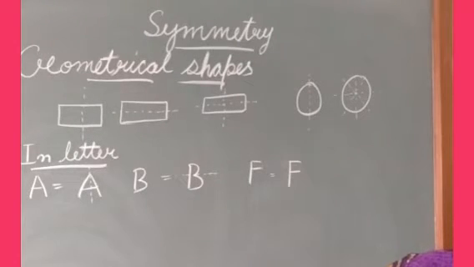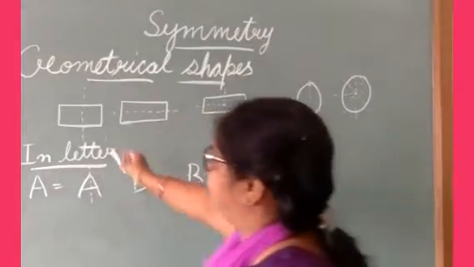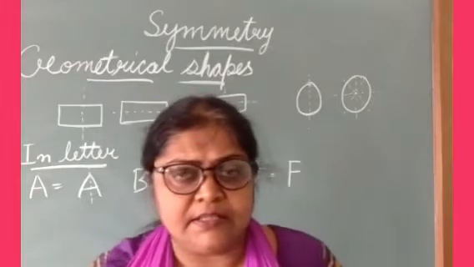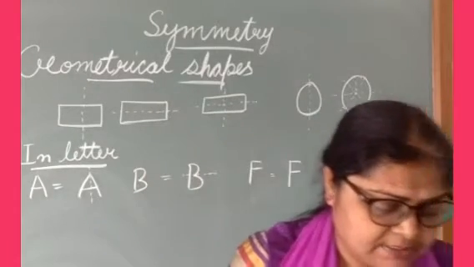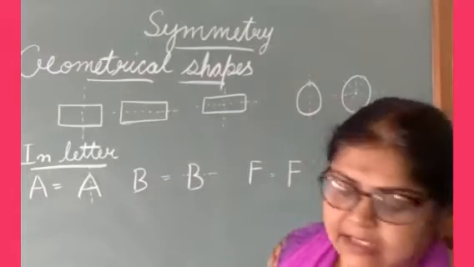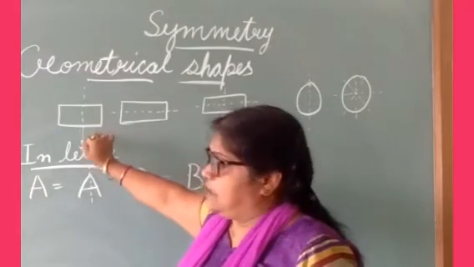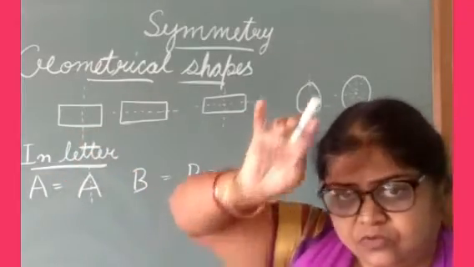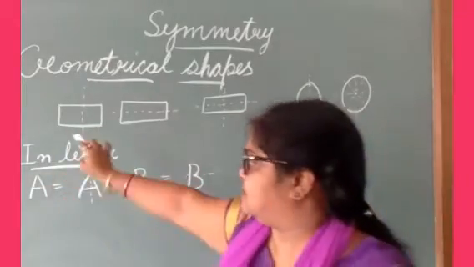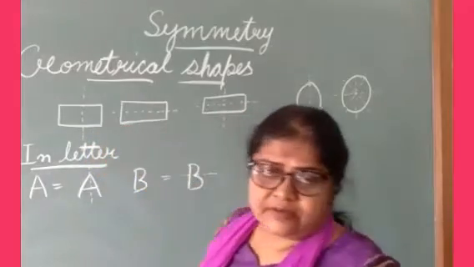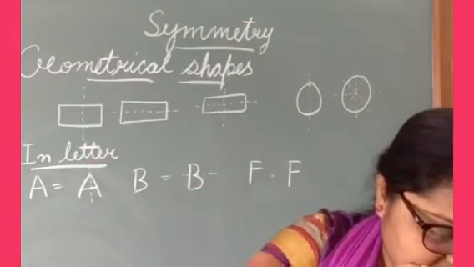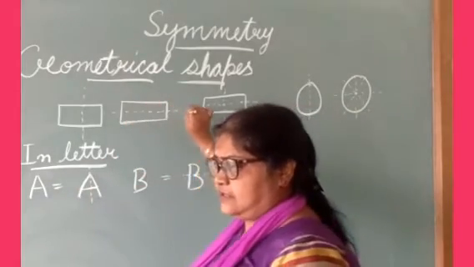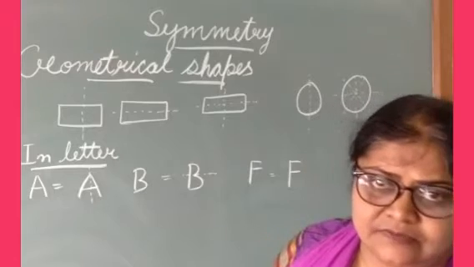What you are seeing is the shape of a rectangle. In this rectangle, I have divided it with one line. So this is a symmetrical line. A rectangle can be divided in half like this, and it can also be divided by one straight line this way.